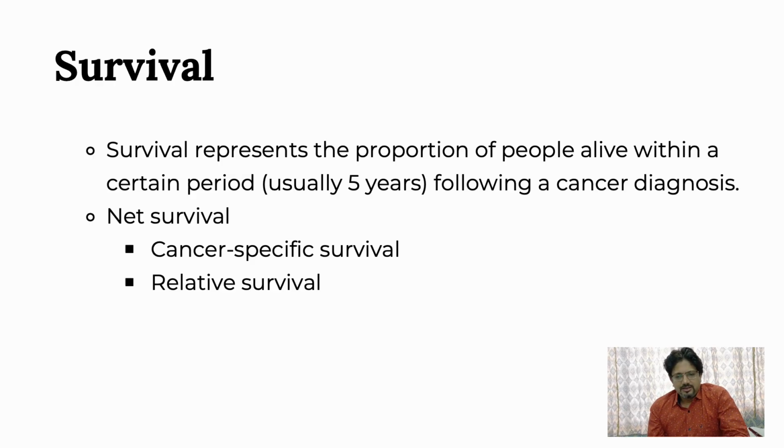For the survival, it mainly represents the proportion of people who were alive in a certain period of time, generally 5 years. For some chronic diseases, it can be up to 10 to 15 years also. So for the net survival, you use the cancer specific survival or the relative survival.